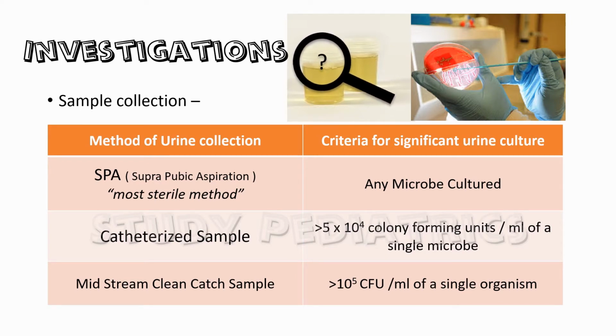Coming to the first method, that is SPA, suprapubic aspiration, which is the most sterile method, and the criteria for significant urine culture is any microbe cultured in this. The second method is catheterized sample. In this, the significance is determined if the colony forming unit is more than 5 into 10 raised to power 4 per ml of a single microbe.